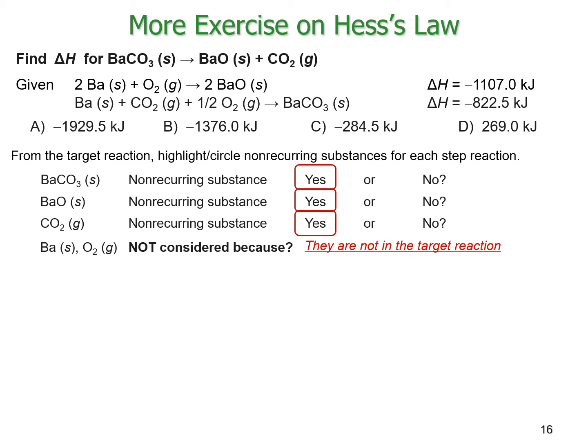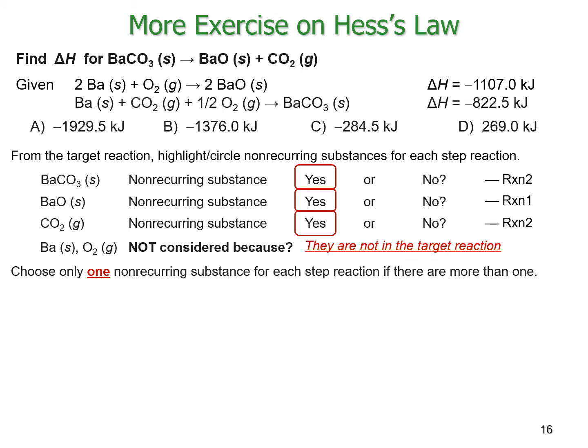All right, now I need to find out in which reaction each non-recurrent substance appears. BaCO3, reaction 2. BaO, reaction 1. CO2, reaction 2. Now, when we have two non-recurrent substances for one particular reaction, all you have to do is pick one. So I'm going to pick BaCO3 to do the business.